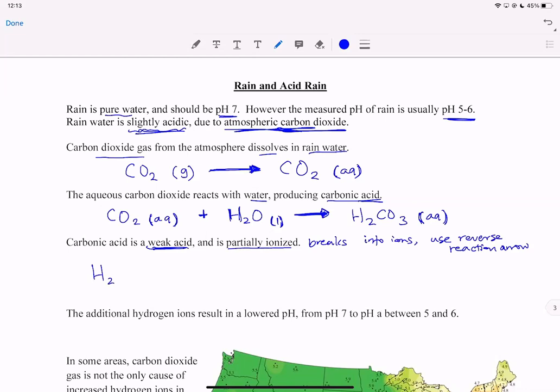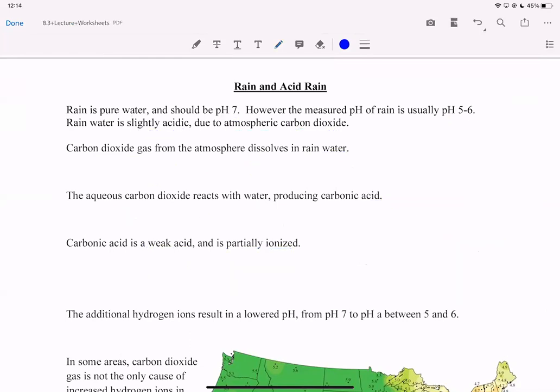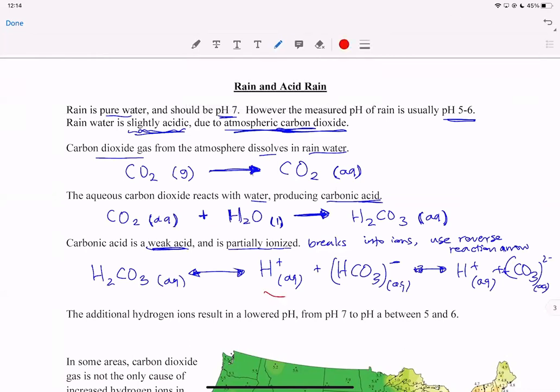So let's take that carbonic acid, which is H2CO3 aq, and this breaks apart into the ions, which are H+, the hydrogen ion, and HCO3-, the bicarbonate ion. This could also continue on and break up into another hydrogen ion and the carbonate ion, that's CO3 2-. But what's important is this: these are hydrogen ions that are in the rainwater and they weren't there before.